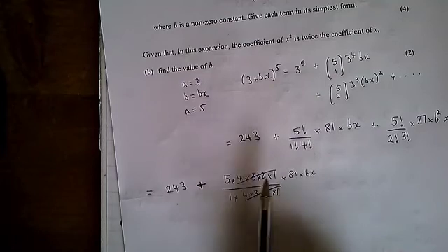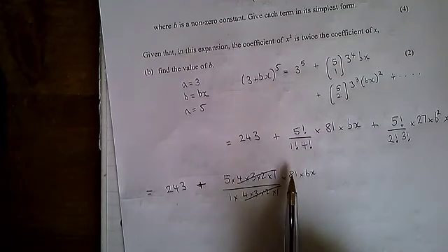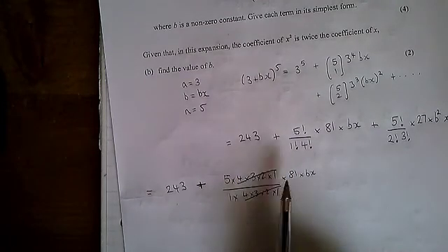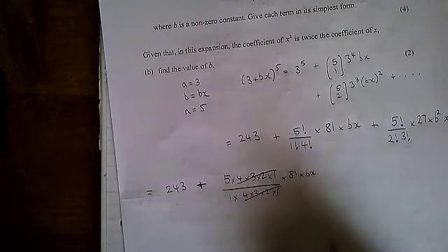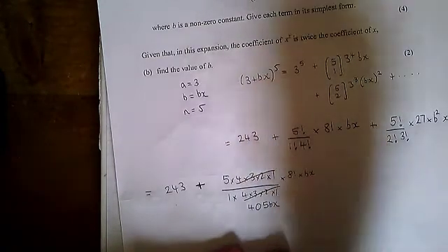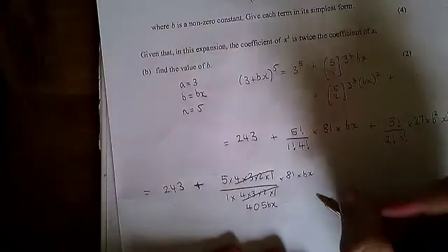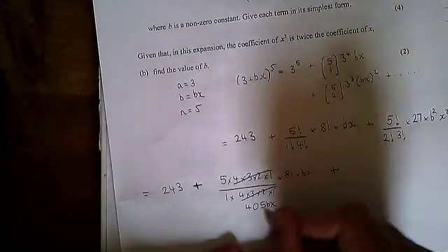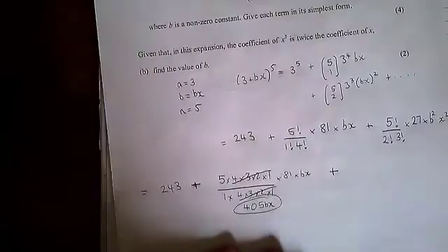5 times 81, I obviously have no idea. But 81 times 10 is 810. 5 is half of 10, so half 810 would be 405 bx. Okay? Plus, that's what that's going to go to.